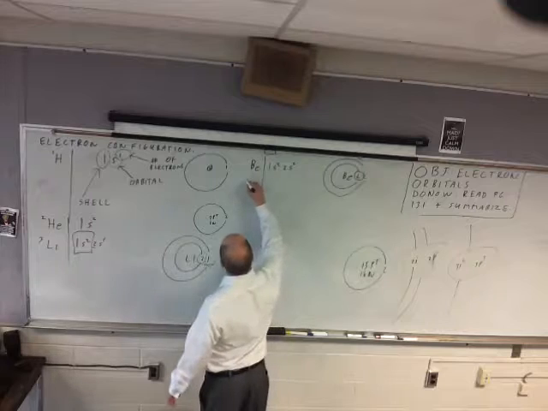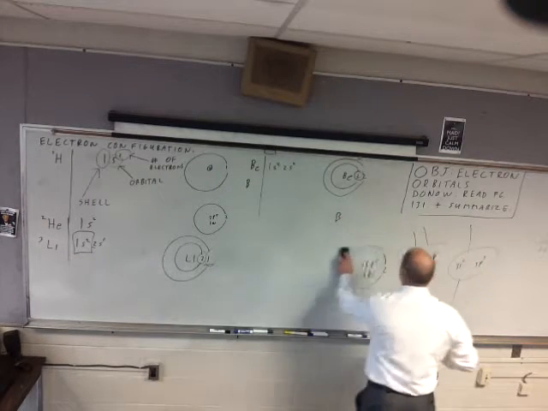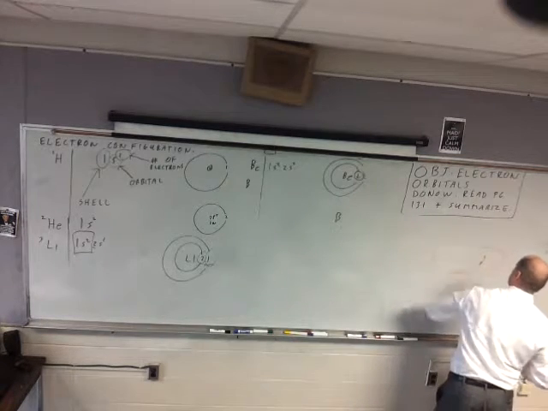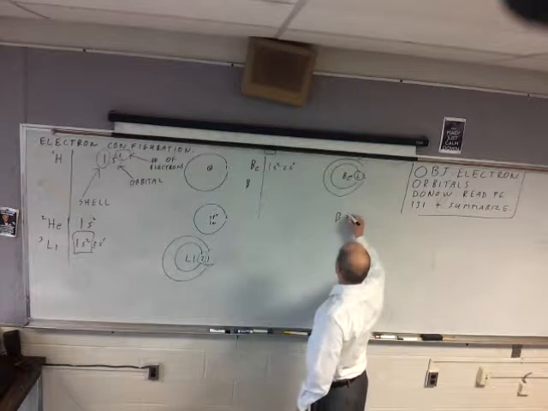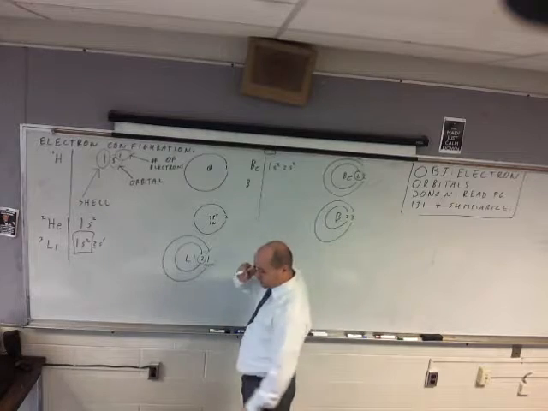Let's do boron. Boron, and we don't have to draw these atoms every time. I'm just drawing these to show you how the orbitals relate to the actual atom. After a few, I'll stop drawing them. 2 in the first shell, 3 in the second shell. So what am I going to write for boron?